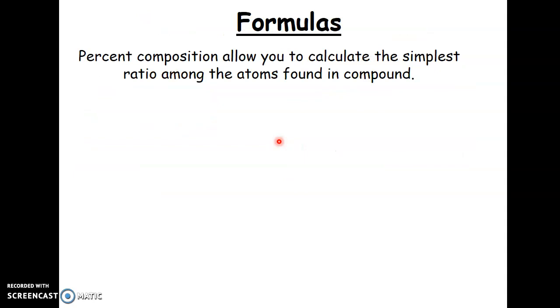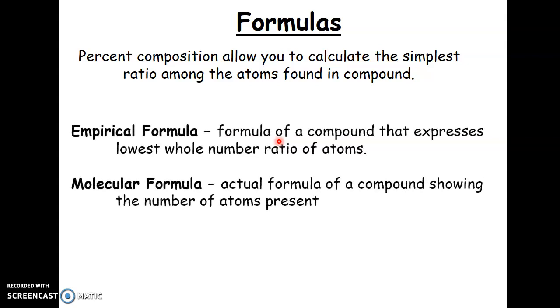Now we go to the formula aspect, which we're going to use the percent composition. We have two types of formula. Empirical formula, which is a formula of a compound that expresses the lowest whole number ratio of atoms, while the molecular formula gives the actual formula of a compound, showing the number of atoms present.